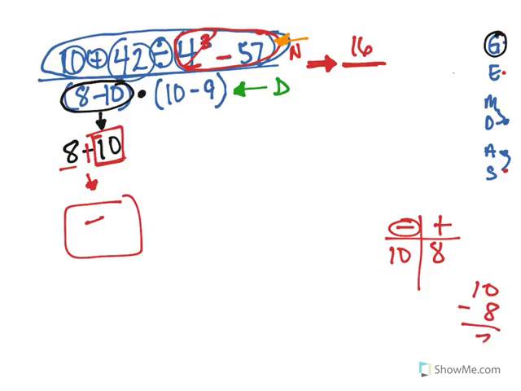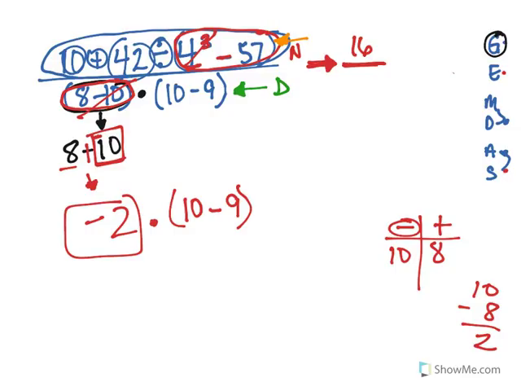Well, 10 minus 8 is 2. That means it's negative 2. So if you look at the original problem right here, 8 minus 10 is negative 2. Now I'm going to scratch that. I'm going to bring down the times, the 10, the minus, and the 9.